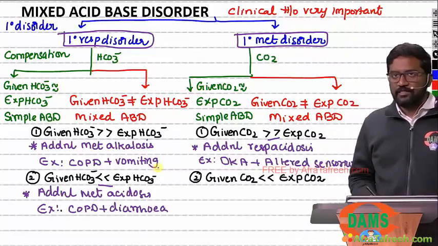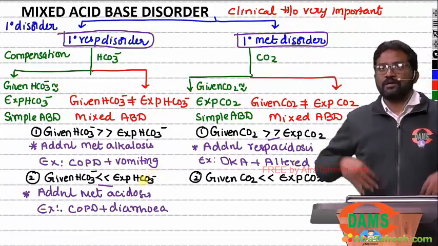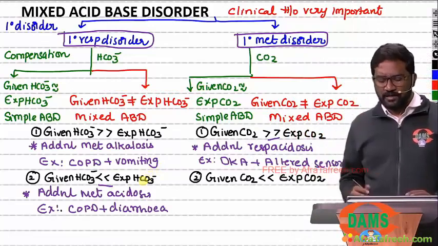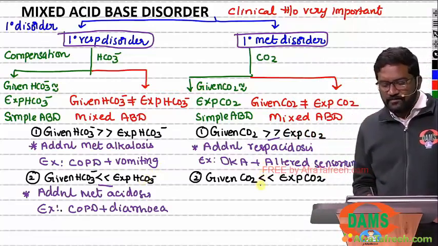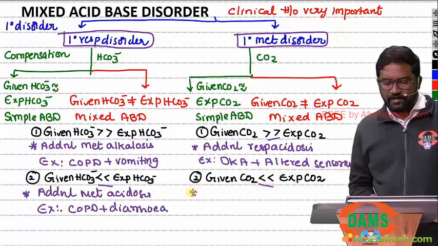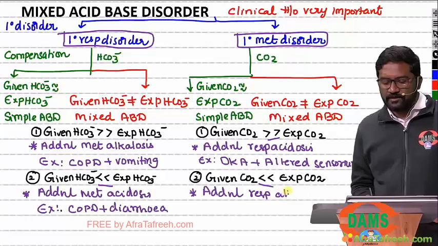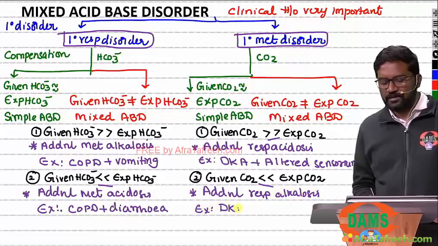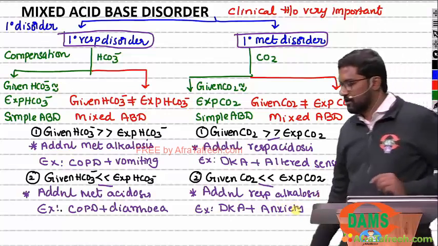See whether this fellow, because of panic, is hyperventilating excessively. The given CO2 is very much less than the expected CO2. It means extra CO2 has been washed out from the body. Extra CO2 washout is additional respiratory alkalosis. Example, DKA with anxiety.